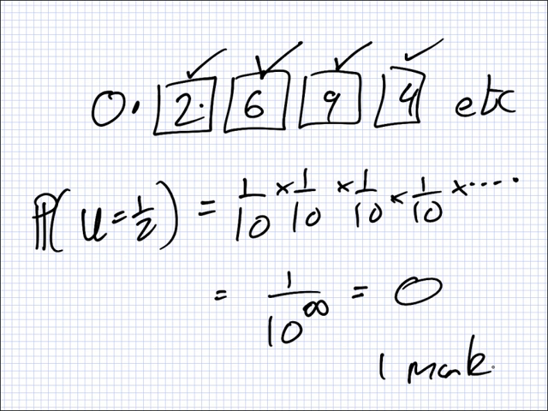Now, I'll give you a simpler example. What's the probability of getting 2? 0. Because it has to be between 0 and 1.